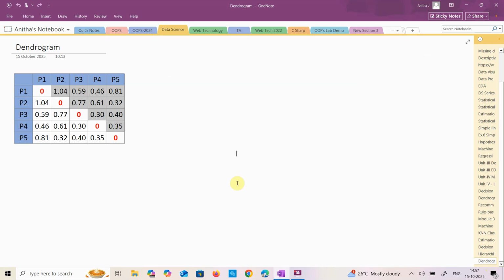There may be a question where you are given points like this: P1 (3,5), P2 (5,6) and P3 (4,8). Like that you will be given some points, P4 (5,8), and then P5 (7,11). Now this will be given as an input.